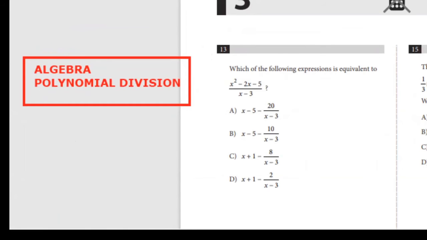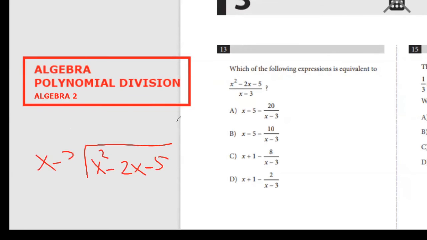Okay, so did you learn polynomial division? That's also from Algebra 2 class. Yes. So how can you solve this one? What can you do to solve question 13? When you do polynomial division, it's like long division, right? Yeah. We can do synthetic division. We can do it like long division, x squared minus 2x minus 5 over x minus 3.